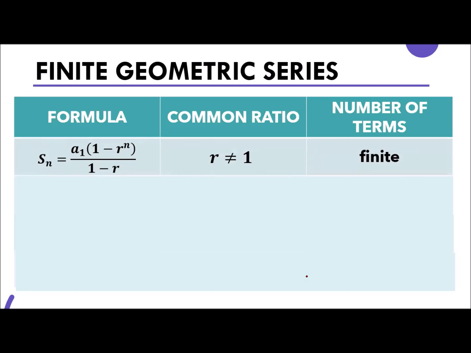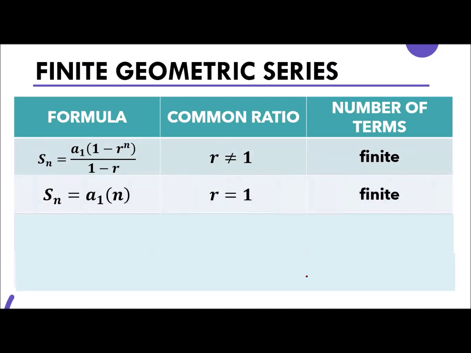So, the first one, ito yung pinaka-basic. S sub n is equal to a sub 1 times the quantity 1 minus r raised to n. Don't forget that the exponent n ay na kay r. Okay? Over 1 minus r. At may condition, the ratio should not be equal to 1. Later on, encounter natin bakit. Okay? And the number of terms is finite.